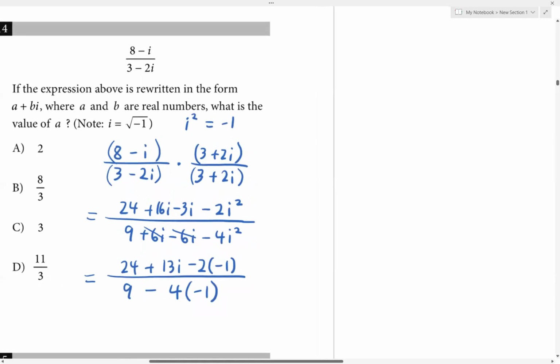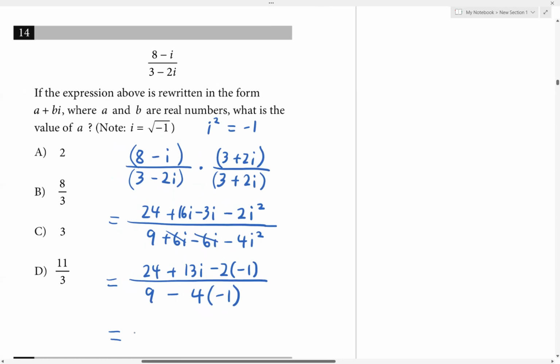And then to solve this out, we get on the top 6 plus 1i, and then negative 2 times negative 1 is positive 2. On the bottom, 9 minus 4 times negative 1 is plus 4. And we can continue to simplify. On the top, 6 plus 2 is 8 plus i, over 9 plus 4 is 13.